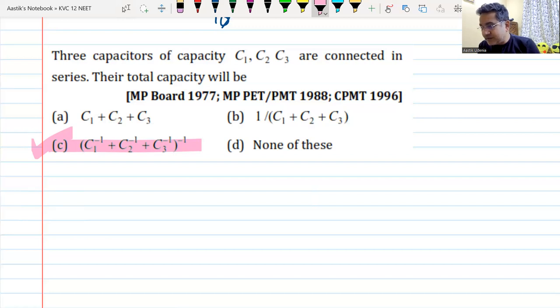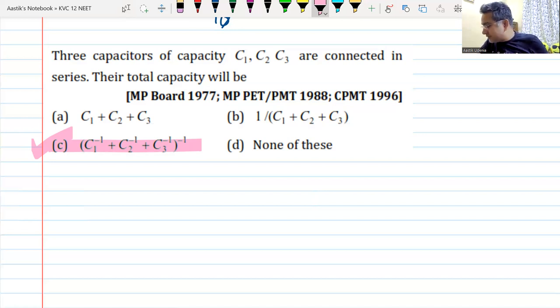1 by C1 plus 1 by C2 plus 1 by C3, and you have to take the inverse of that. So this is how it looks when we have it in this form. Do we understand this, everyone? Yes, sir. Okay. Great.